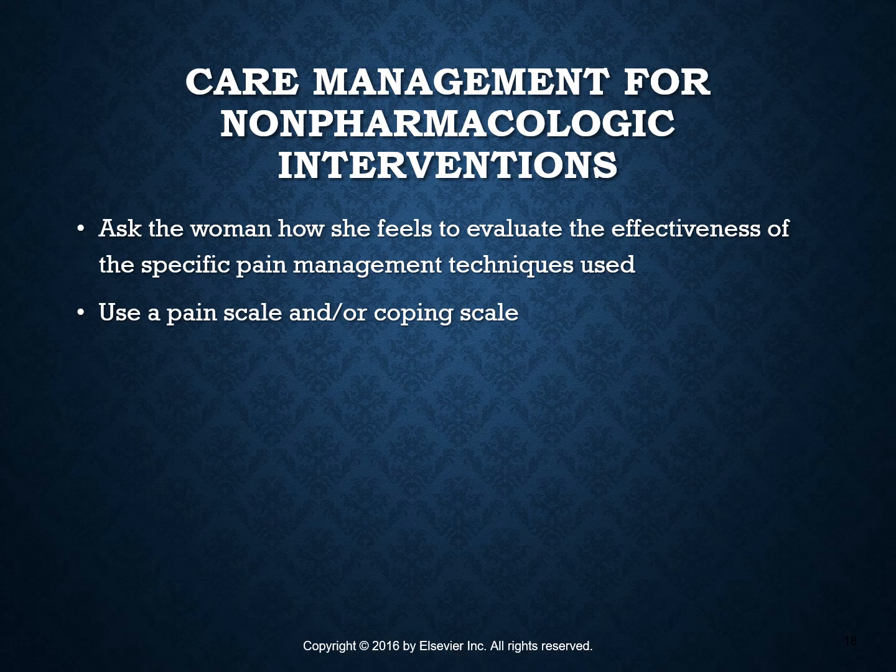Okay, so the care management for the non-pharmacologic intervention: ask them how she feels to evaluate the effectiveness of specific pain management techniques used. And then we use a pain and/or coping scale. And I think with labor patients, a coping scale is actually more reasonable because, again, pain is really a normal part of labor. Okay, and it's just dependent on how the patient perceives it. So are they coping with the contractions? Are they breathing through them? Are they working with them? Or are they out of control? So that's something that we should make a note of.